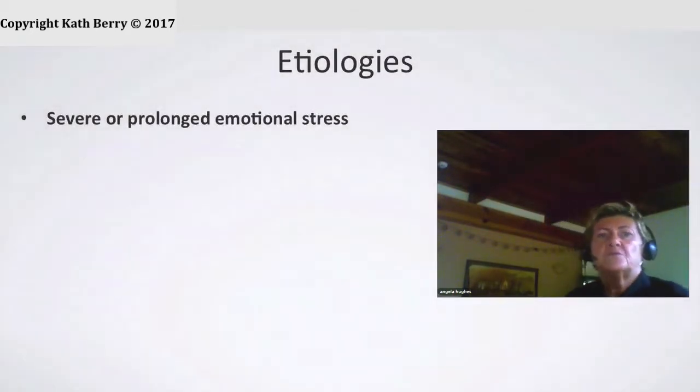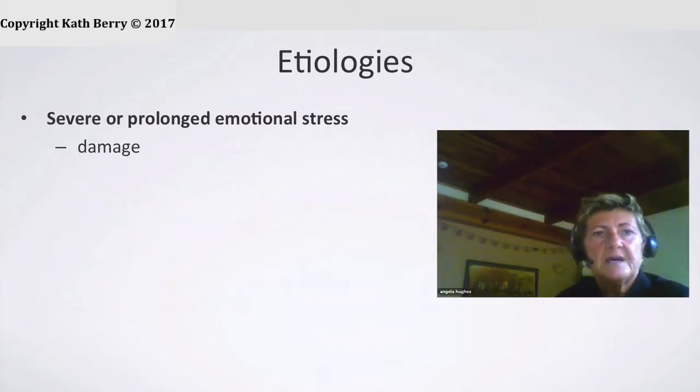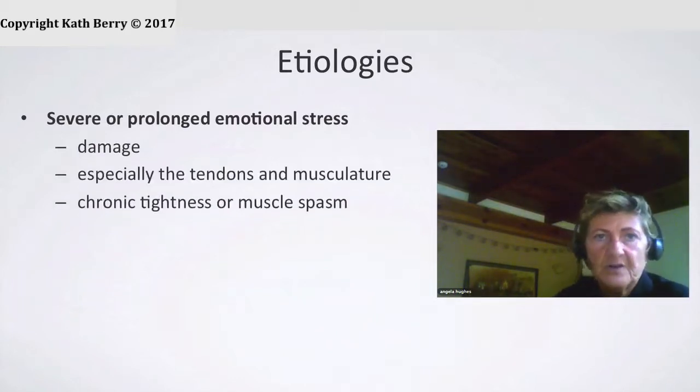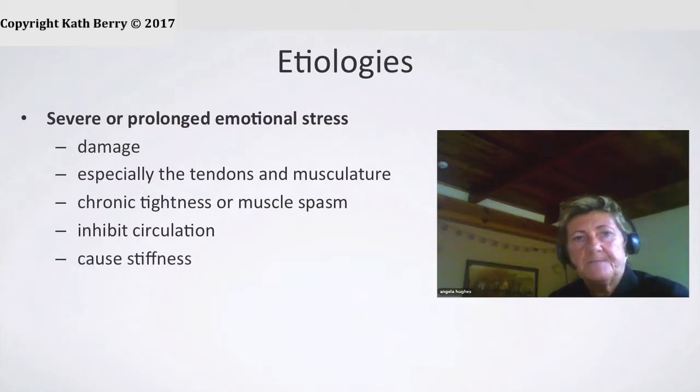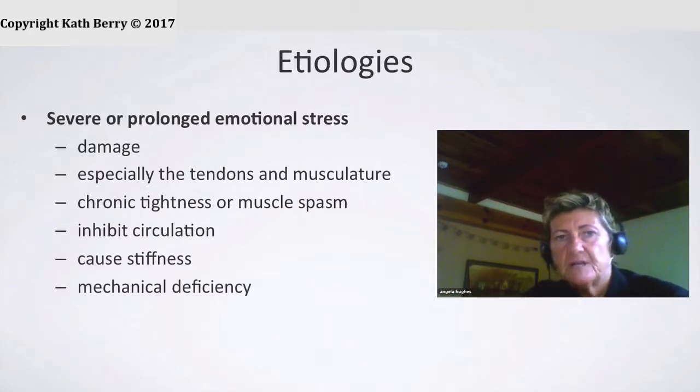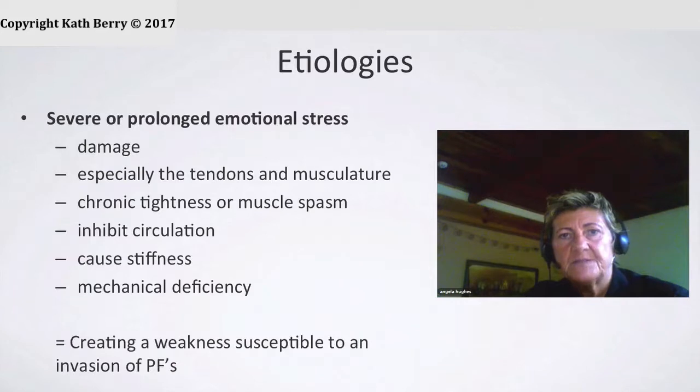Severe or prolonged emotional stress can also be a cause of Bi syndrome, causing damage especially to the tendons and the musculature by creating a chronic tightness or chronic muscle spasm. This will inhibit the circulation of qi and blood, causing stiffness and a mechanical deficiency, and again creating a weakness that could be susceptible to a future invasion of a pathogenic factor.